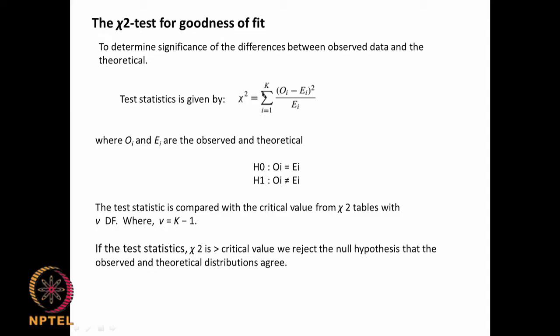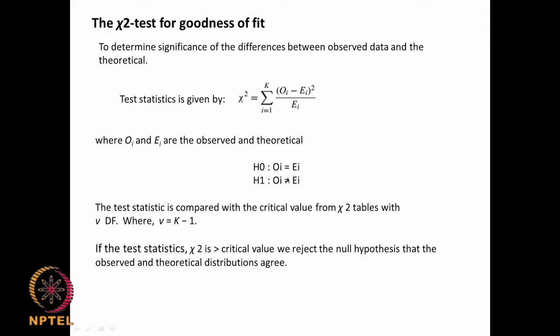Then you compare this chi-square with the table chi-square for k minus 1 degrees of freedom. As usual, if the test statistic is less than the table value, there is no reason for you to reject the null hypothesis. If the test statistic is greater, then I need to reject the null hypothesis and accept the alternate hypothesis.